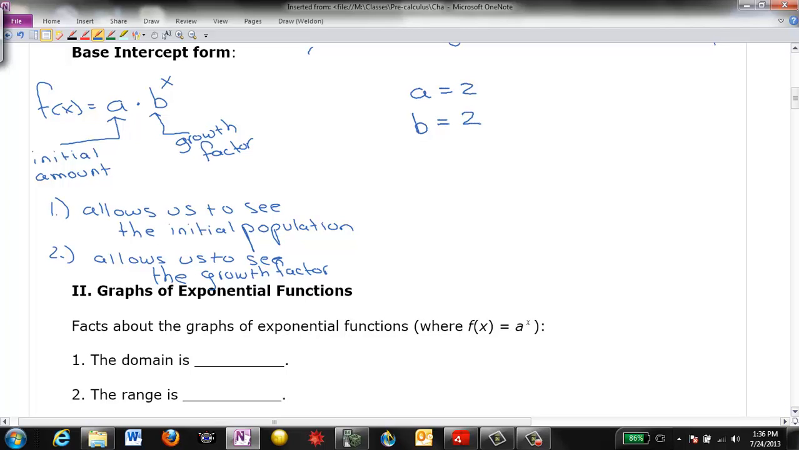Okay? In this sense, I'm going to tell you the number of weeks that have gone by, and you're going to be able to tell me what the total population of rabbits is at that time. All right, so my input of this function is going to be x, which represents the number of weeks. And my output, f of x, is going to be the total population.